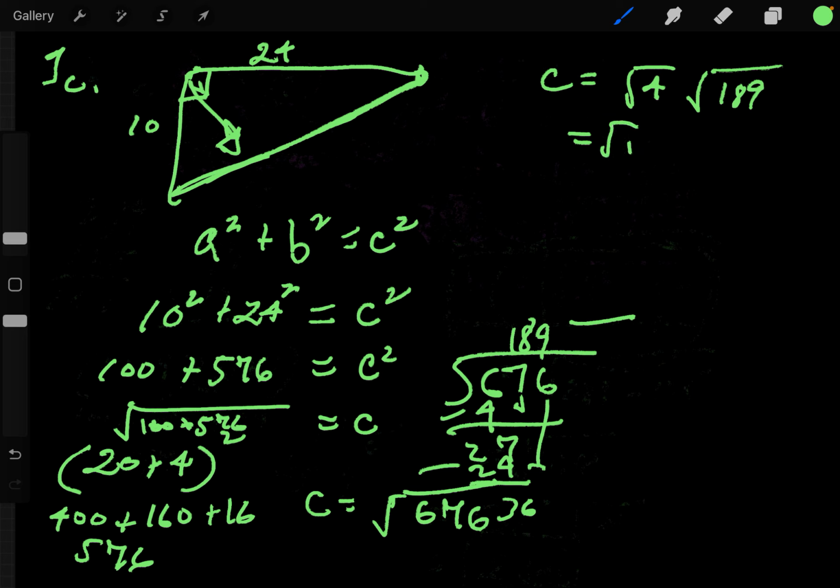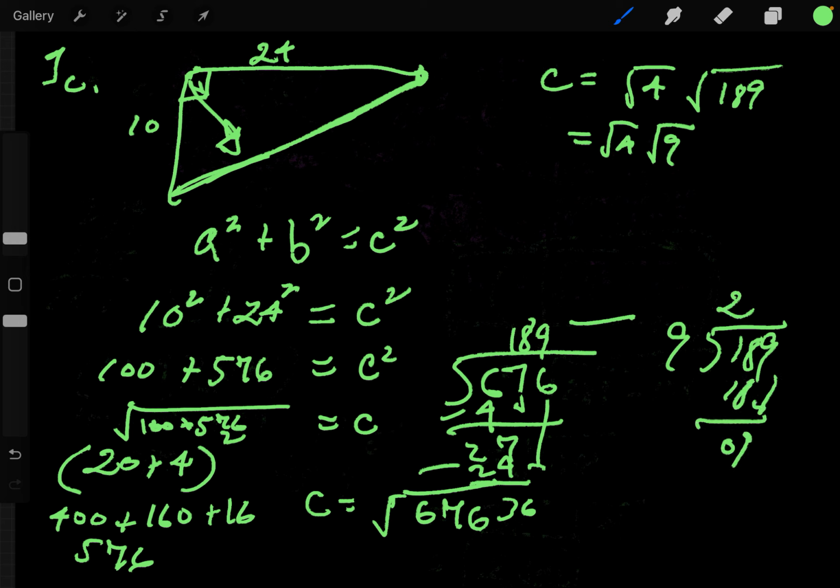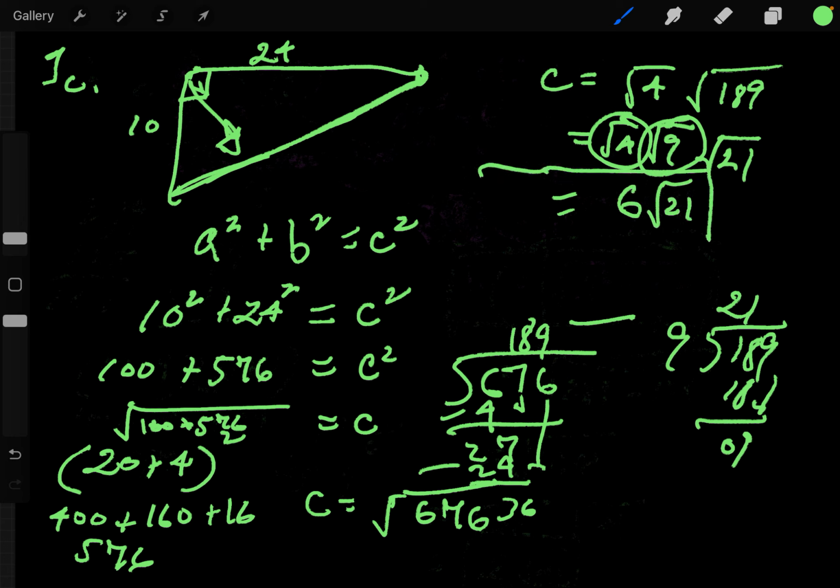So square root of 4, square root of 9. 9 goes into 189. And again, you just have to sit here and find the largest perfect square. 9 is a perfect square. That goes in. It's going to be 21, square root of 21. And then the square root of 4 is 2. The square root of 9 is 3. So this becomes 6 square root 21. And that's as much as you could simplify it because 21 doesn't have any other perfect squares as factors.